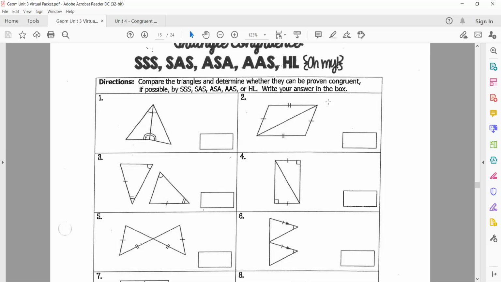Because this line here in the middle, reflexive property, it's congruent to itself. We know that the other sides are congruent because of those markings. And we know that this line, the diagonal, is congruent to itself because of the reflexive property.